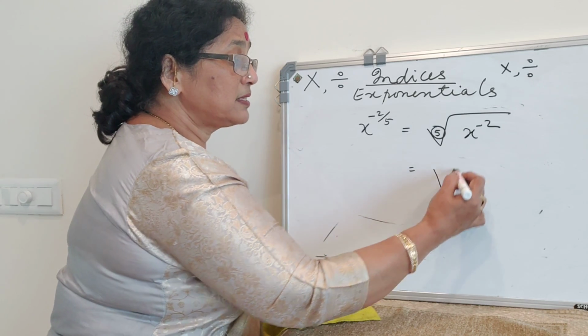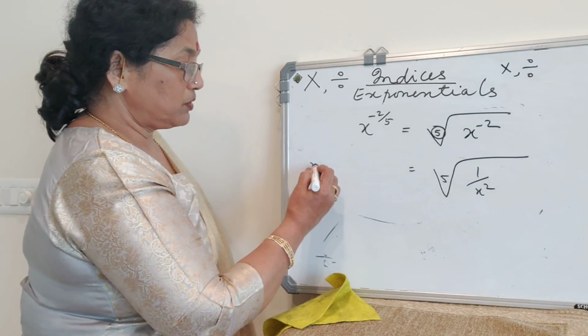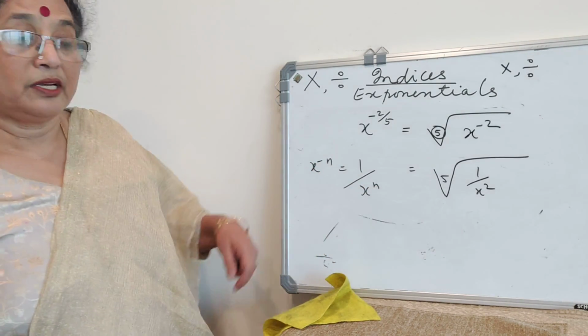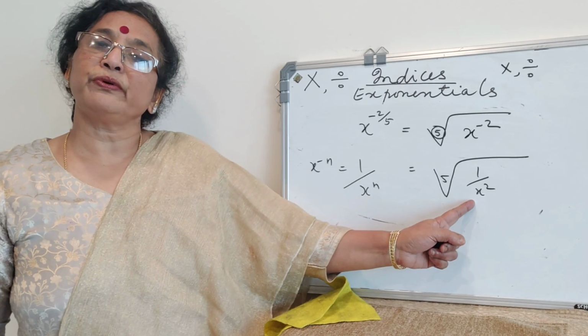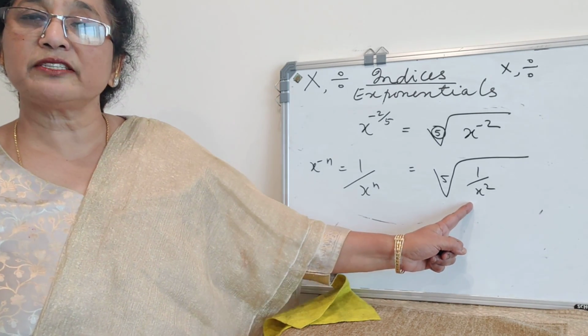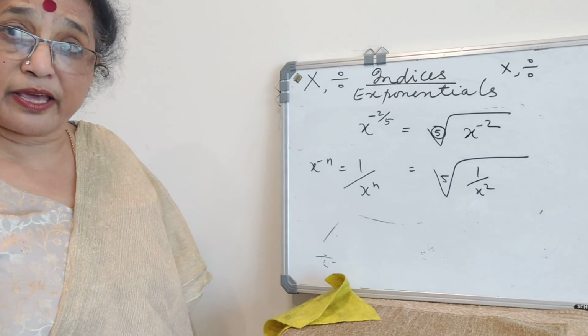So we write this 5, and we taught you this, yes? Did we do this? X power minus n is 1 by x to the power of n. So it is this. So how do we read this? Fifth root of 1 by x square.